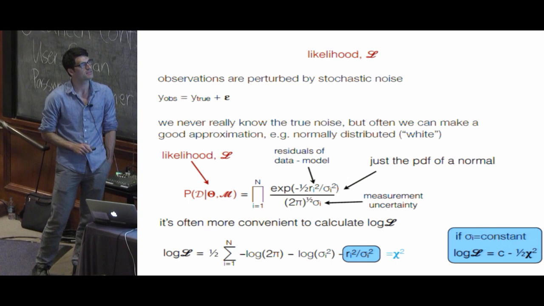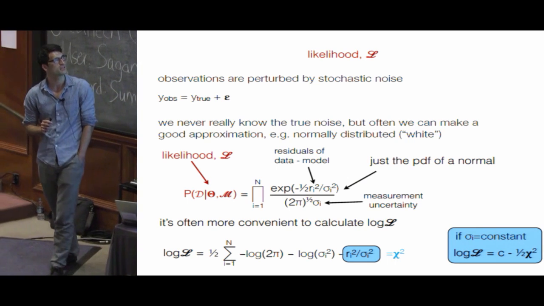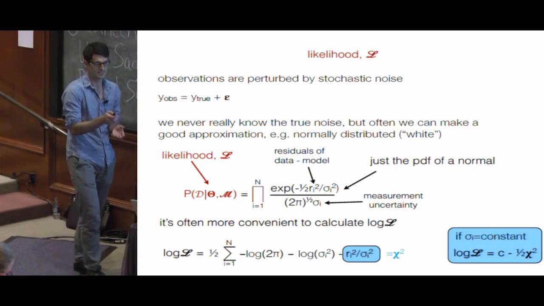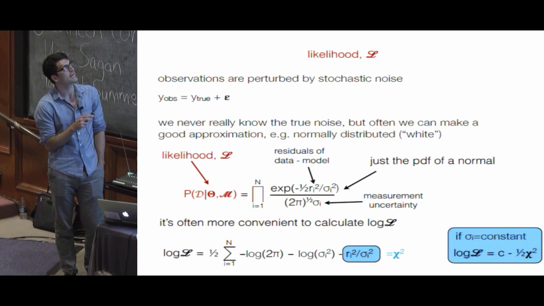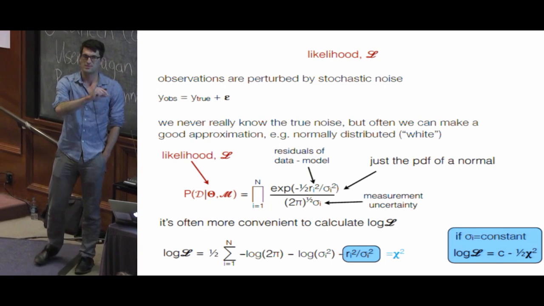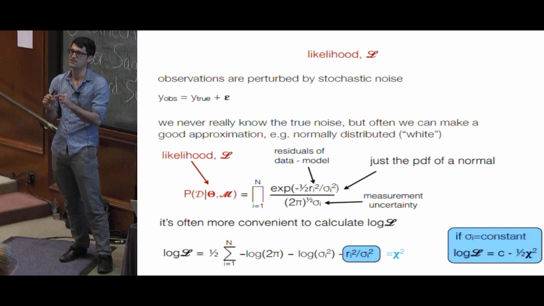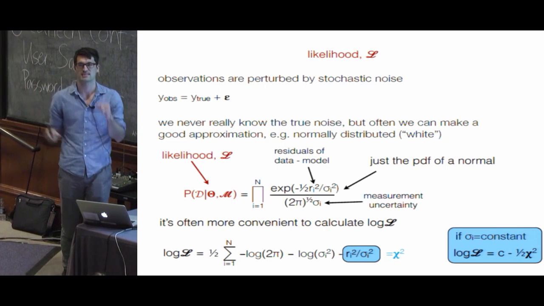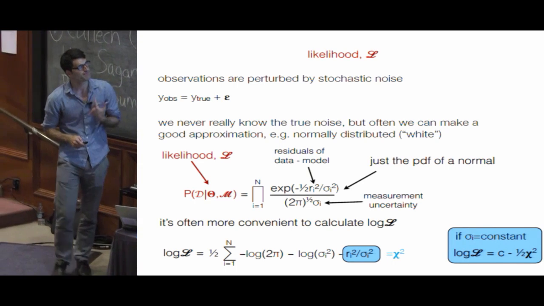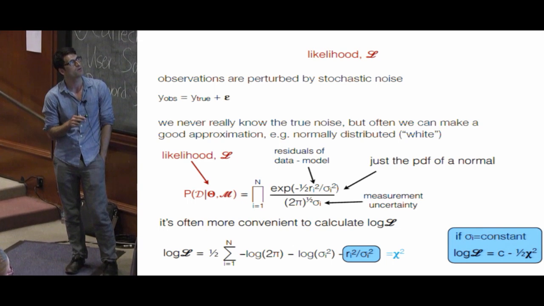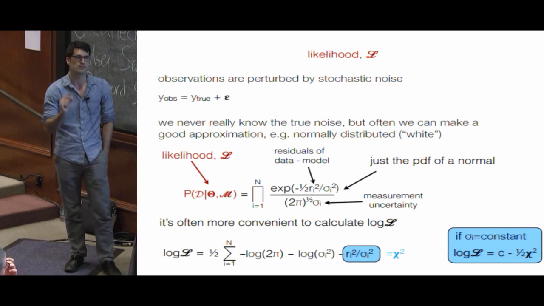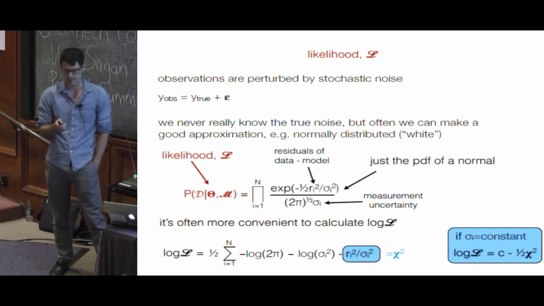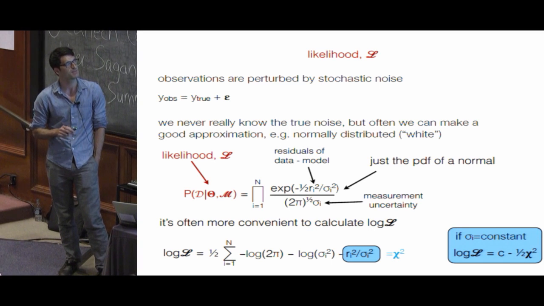I'll go through this quickly because Jesse also talked about the likelihood function, how to write down a likelihood. But essentially you have a set of observations that are perturbed by some stochastic noise. So the observations you get are not equal to the truth. For example, if I'm measuring a transit, I don't actually measure the true brightness of the star. I'm measuring the true brightness of the star plus some stochastic noise element on top of it. And when you're writing down a likelihood, you're trying to guess at what that epsilon term is doing, what that noise term looks like.